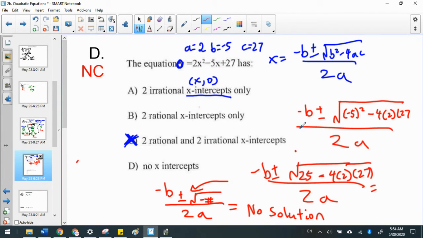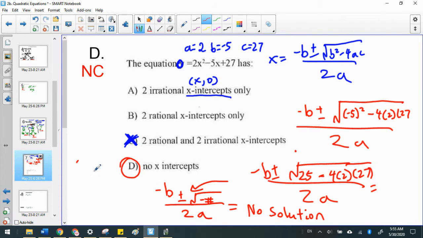And you'll notice that in this problem, I never gave any thought to b and a, and I never even actually tried to figure out what 4 times 2 times 27 is, because when you know the rule that if what's inside the radical is smaller than 0, then you have no solutions or zeros or x-intercepts, then you can automatically finish this problem by saying D must be the final answer.